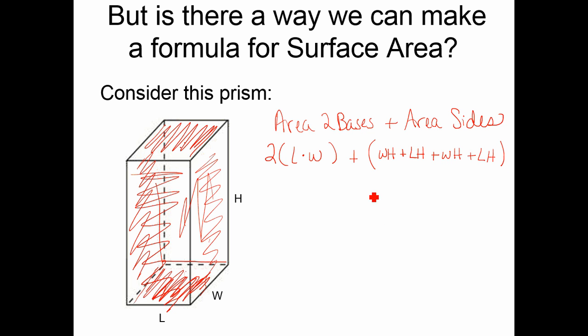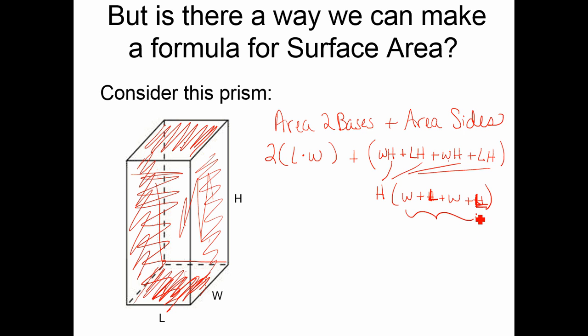They all have H in common. H is just the height. So I could factor out the letter H and write this as W plus L plus W plus L. If I factor an H out, that means I'm dividing an H out of all of those terms. I'd have W plus L plus W plus L. There we go. Factored out the H.